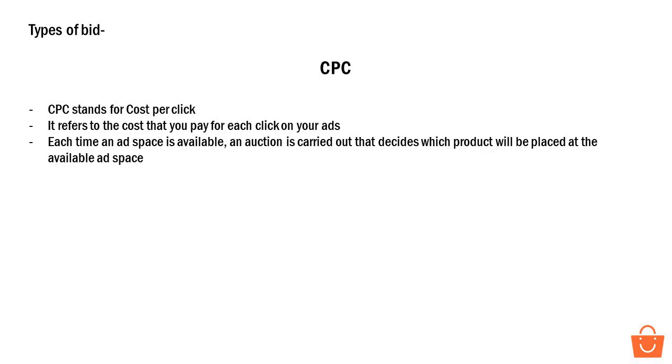Each time an ad space is available, an auction is carried out that decides which product will be placed at the available ad space. For example, if you have set CPC of Rs 5 for the campaign and in an auction, your bid wins and your product ad is displayed to the customer. Once a customer clicks on your product ad, you will be charged 5 rupees for that click.